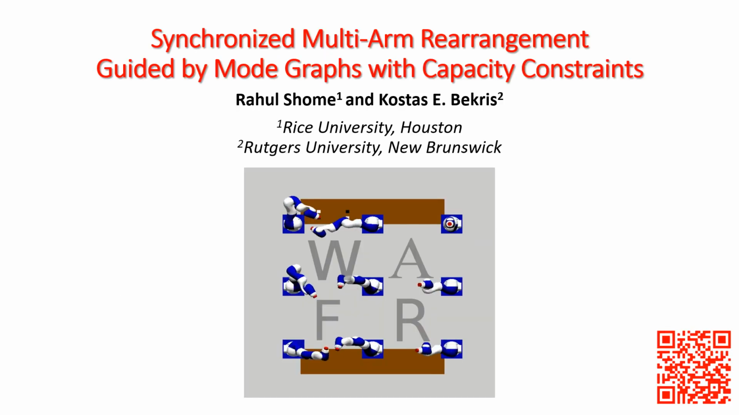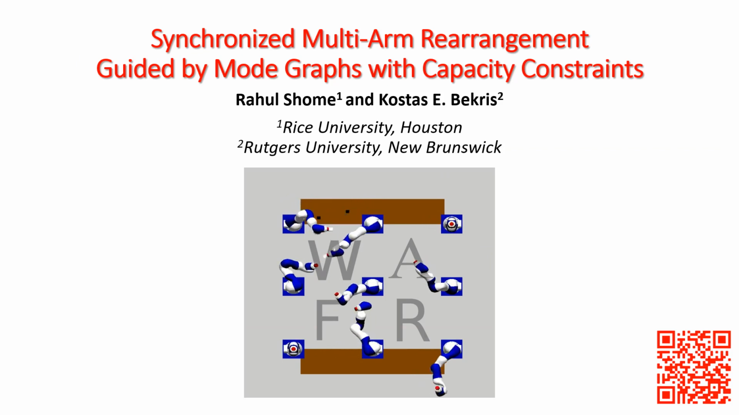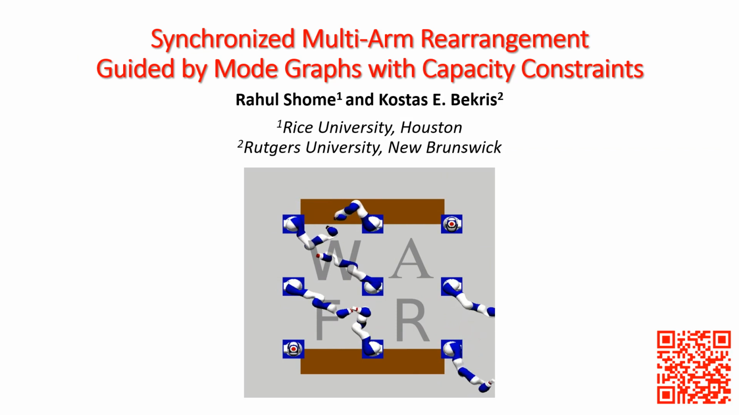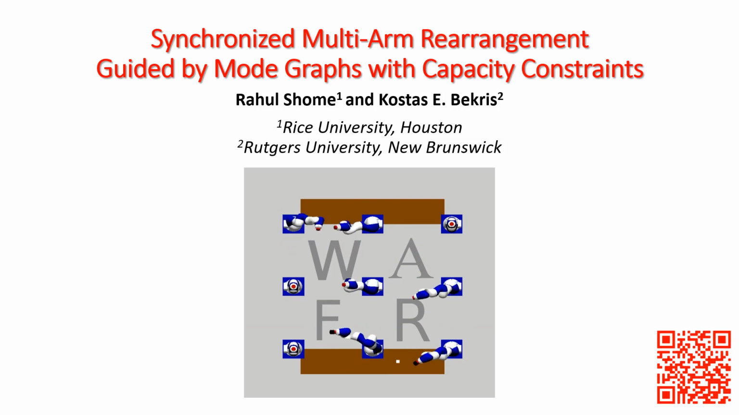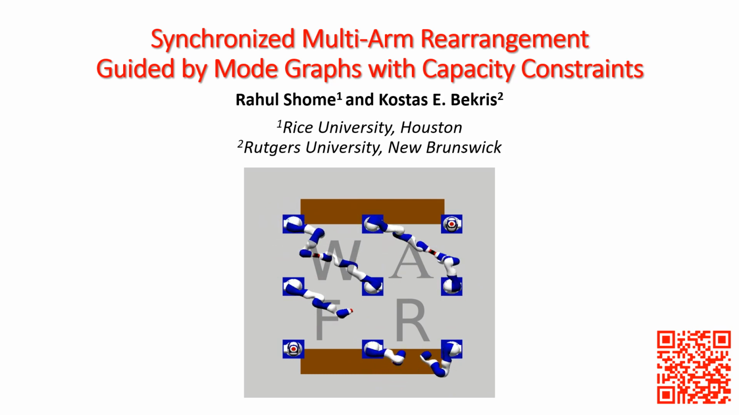So just to summarize, we proposed a method to address synchronized multi-arm rearrangement problems, and we mapped such a class of problems to efficient multi-agent pathfinding over mode graphs with capacity constraints. And using this mapping, we can effectively guide the search in the domain of task and motion planning to find solutions for a large number of robots and a large number of objects very quickly.